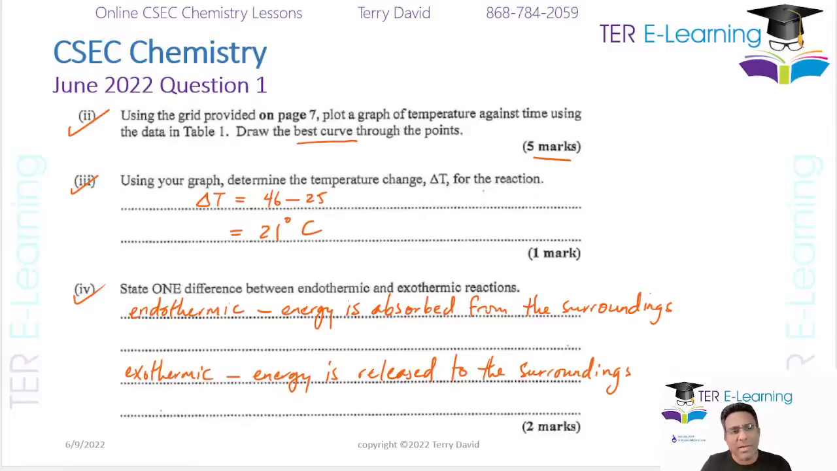Another comparison that you can make has to do with the energy content of the products and the reactants. In an endothermic reaction, the energy content of the products is greater than the energy content of the reactants. That's another possibility we can see. And for an exothermic reaction, the energy content of the products is less than that of the reactants.